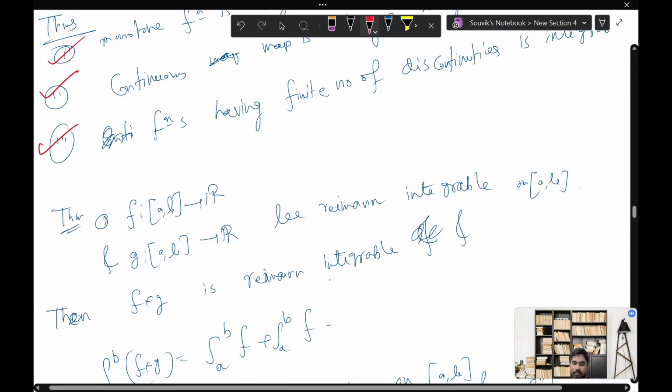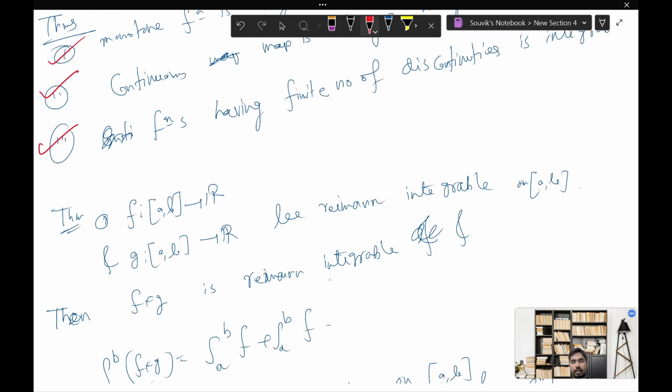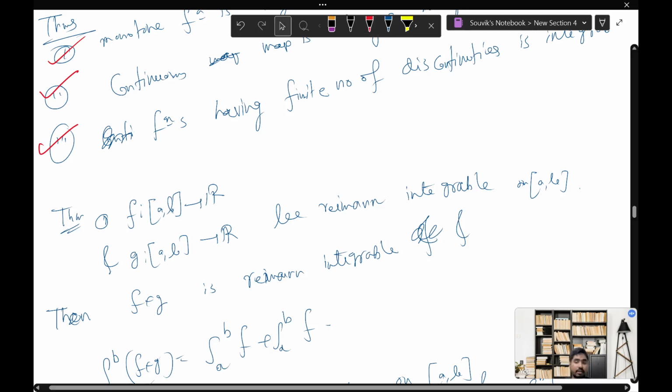So we have not proved this theorem because I believe that this theorem has been proved in the class, and if not, then one can go through any textbook or just Google it to look at the proof of this theorem.